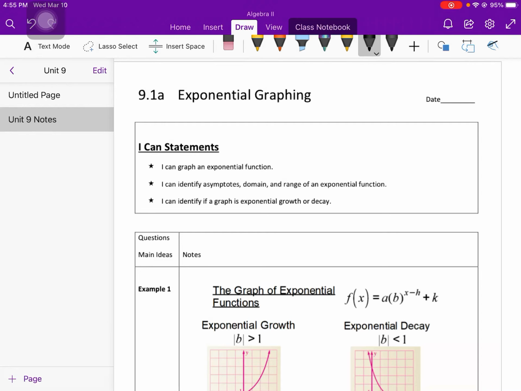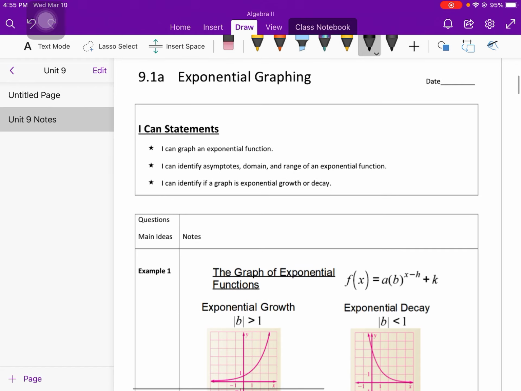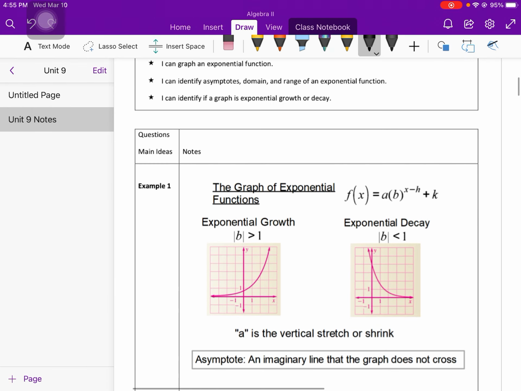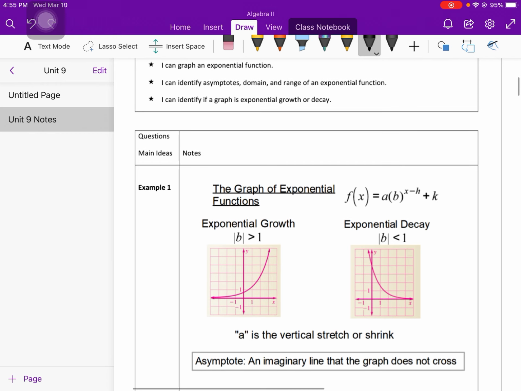Hey guys, welcome to 9.1a, which is the first lesson of Unit 9, and we're going to be graphing exponential functions. So you have worked with exponential functions in the past, probably in Algebra 1. The first idea to remember, though, is that there's two types. We have exponential growth, and then we have exponential decay.